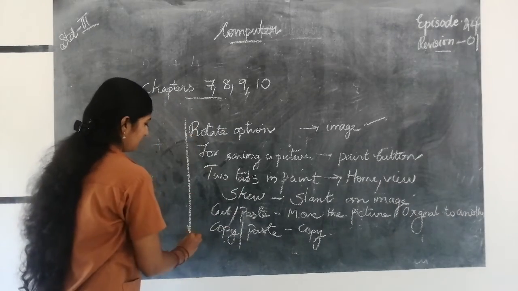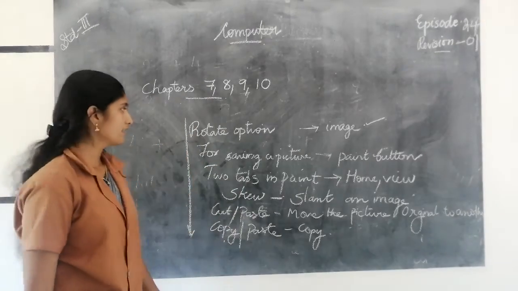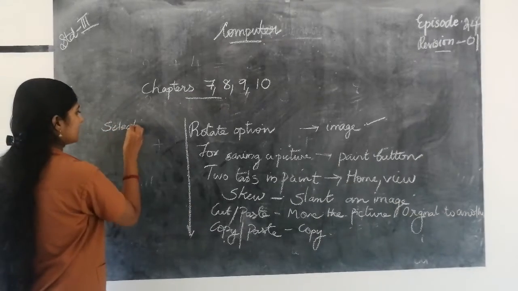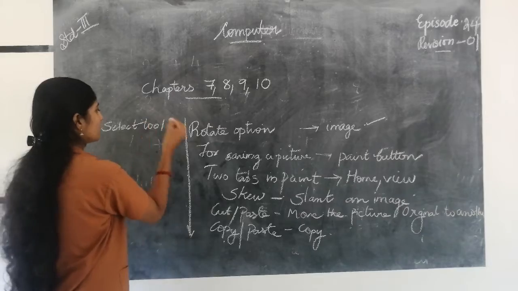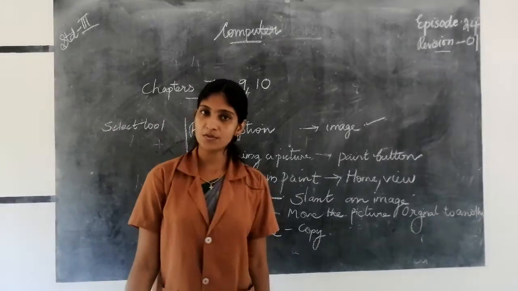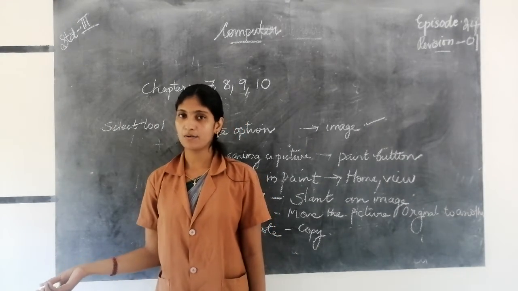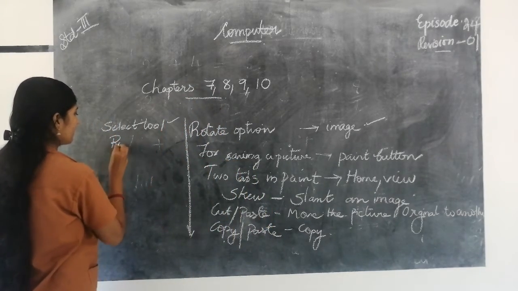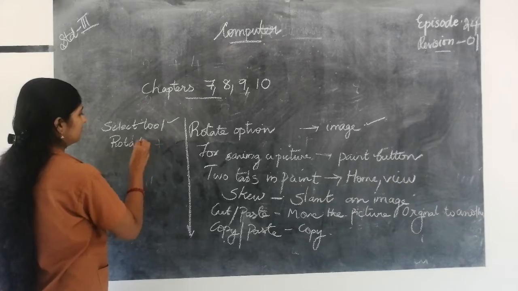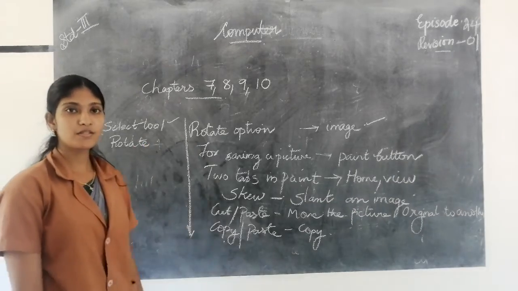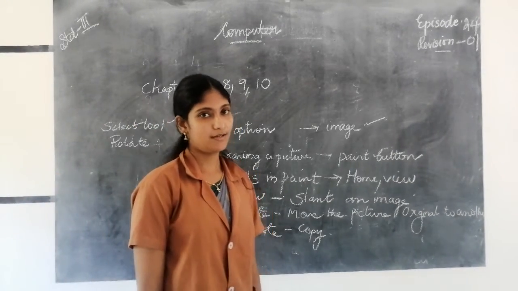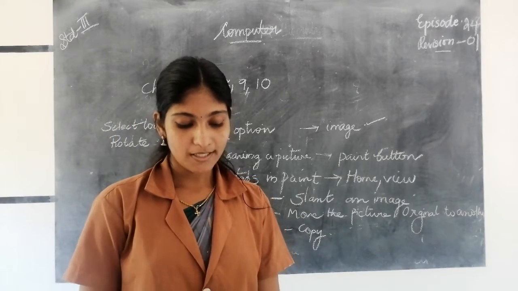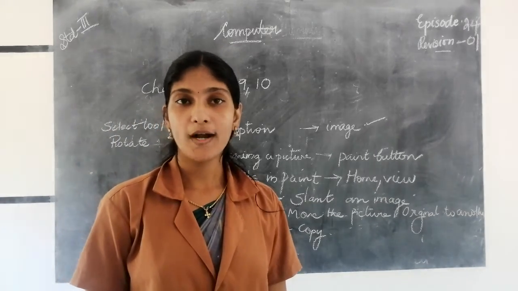So I hope you can understand all this. So let's move to another topic, select tool. What is the use of select tool? Select tool is used to select the part of a picture. The next one, rotate tool. Rotate option is used to rotate the picture, for example 90 degrees. So which button rotates the drawing through 180 degrees?